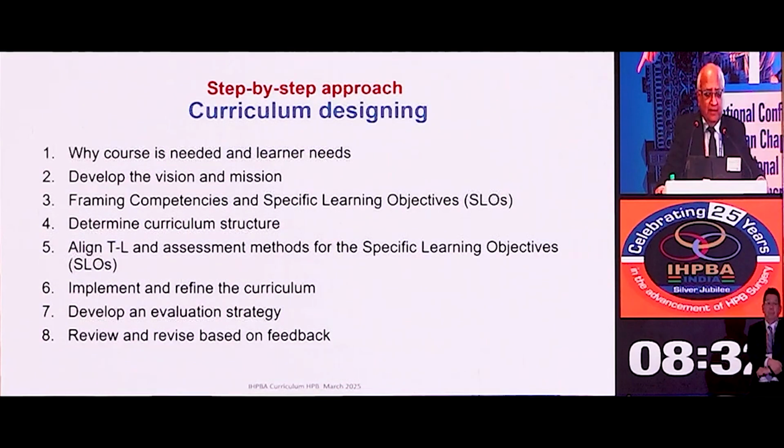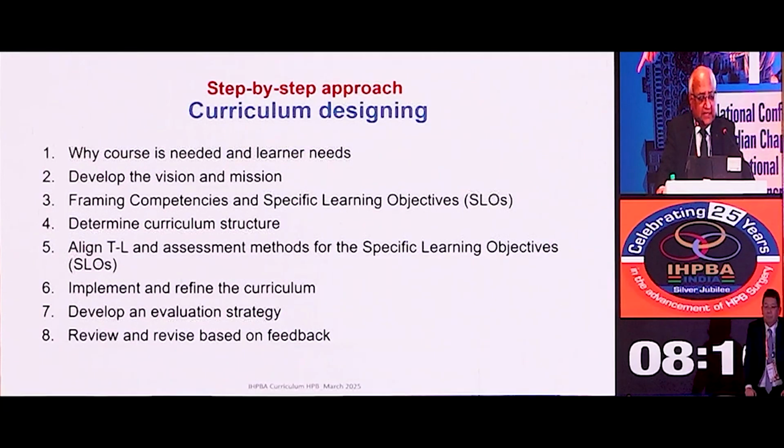So when we design a curriculum, you have to have a step-by-step approach. Why the course is needed, justification for that, develop the vision and mission for that course, framing competencies and then SLOs, specific learning objectives, define the structure. Once you have defined the competencies, you have to have the TL methods, teaching learning methods and assessment methods for those competencies. Then implement the curriculum and then refine it. And then you have a evaluation strategy and then review and review-based feedback to completely revise the curriculum if need be.